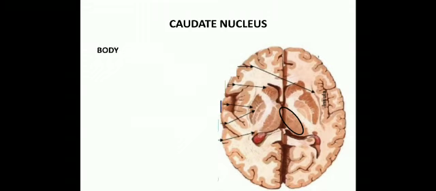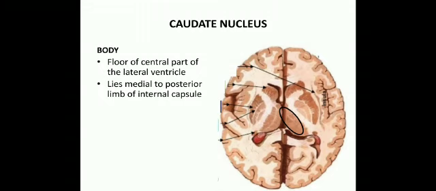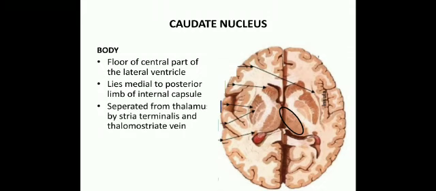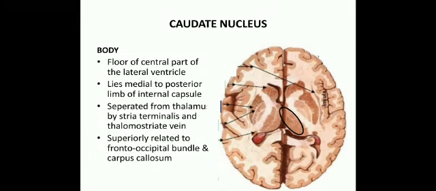Now the body. The body forms the floor of the central part of the lateral ventricle, and it lies medial to the posterior limb of the internal capsule. In this picture you can observe it lying close or medial to the posterior limb of the internal capsule. It is separated from the thalamus by the stria terminalis and thalamostriate vein, and superiorly it is related to the fronto-occipital bundle and corpus callosum.